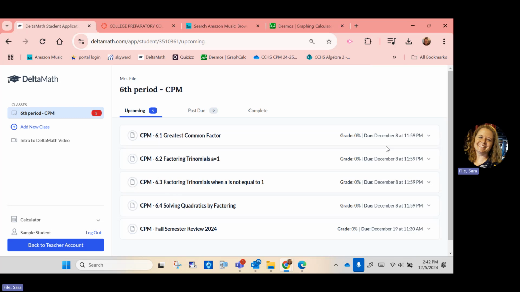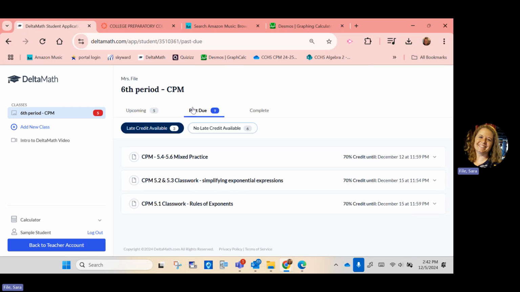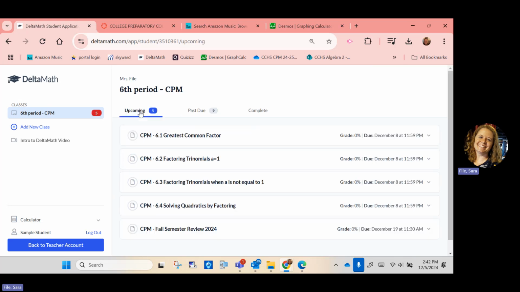The upcoming due date you can see is December 8th, that's Sunday. So if you don't finish them in class tomorrow on Friday, then you can work on them over the weekend and get them done before midnight Sunday night. Okay, you can still do past due work. Okay, Unit 5's Delta Maths are still in there for late credit available until these dates at 70% credit. So you can still do those as well.